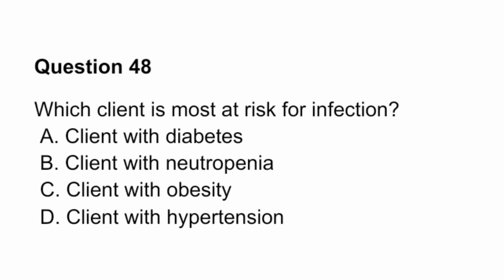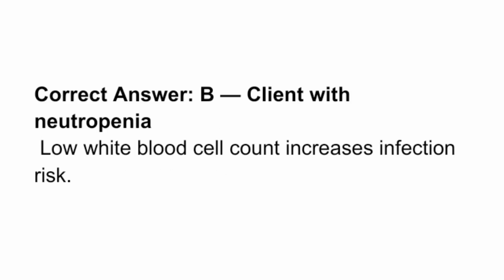Question 48. Which client is most at risk for infection? A. Client with diabetes. B. Client with neutropenia. C. Client with obesity. D. Client with hypertension. Correct answer, B. Client with neutropenia. Low white blood cell count increases infection risk.